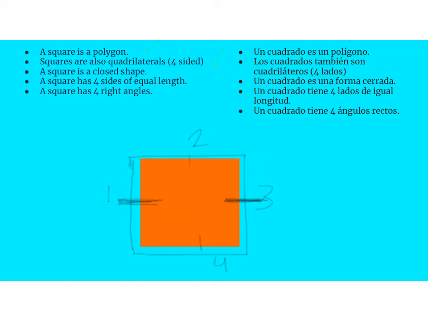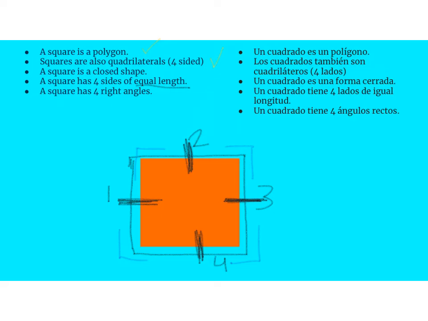And these 2 sides are the same size as this side, which is also the same size as this side. All 4 sides are equal in length. And then a square also has 4 right angles. So I can see these L-shaped corners here. There's one here, here, here, and here. So this is what you need to be a square.